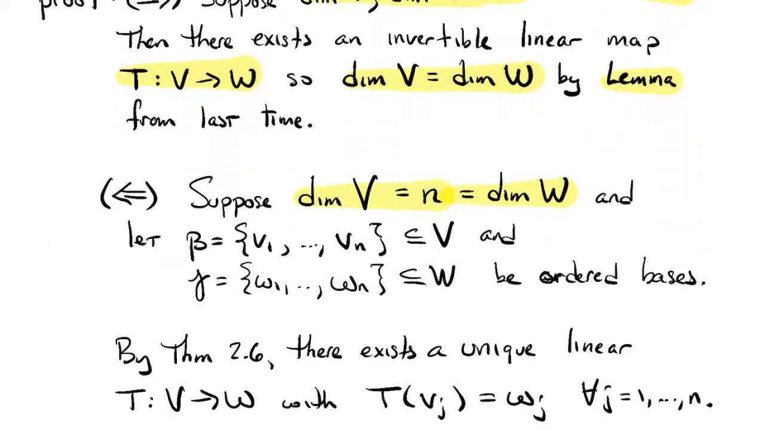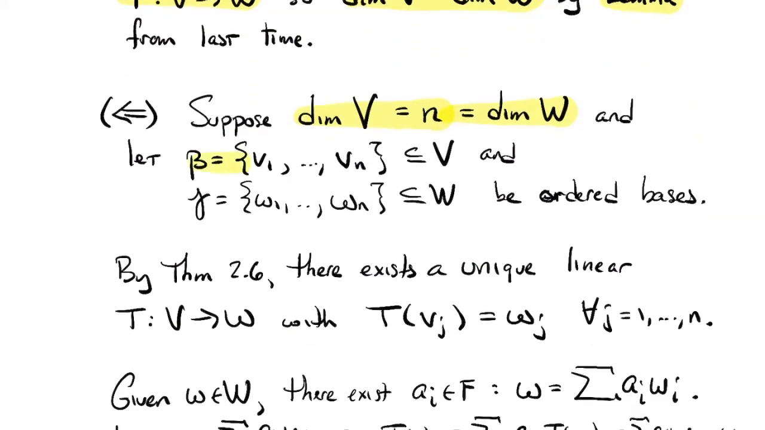Well, again, all the machinery we need has already been developed. Let's let beta and gamma be bases for V and W, usual notation, ordered bases. And then I'm kind of reaching back, not too far, to Theorem 2.6, back when we talked about linear transformations for the first time. Given an ordered basis and a subset of the codomain, there's a unique linear map T. You can specify the value of T on the basis vectors. And here I'm going to say T of Vj is Wj, right? So there's one and only one linear map that sends the jth basis vector in V to the jth basis vector in W. And I claim that linear map is one-to-one and onto.